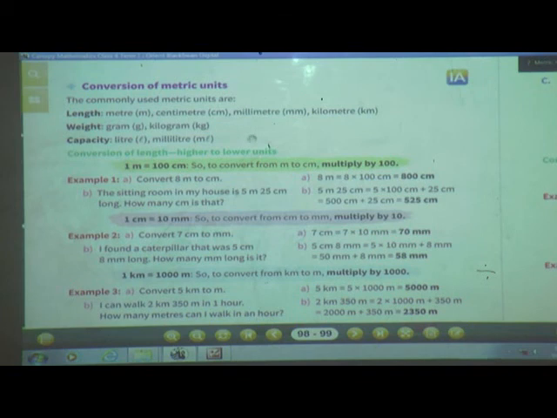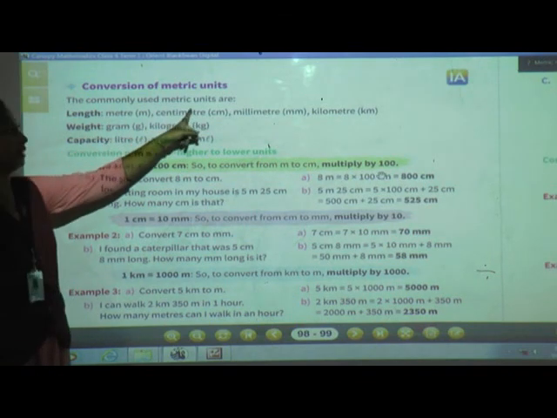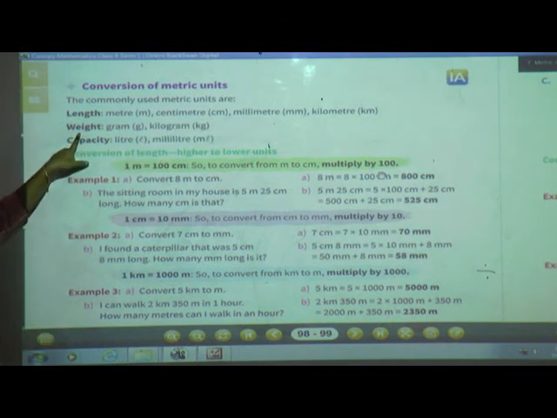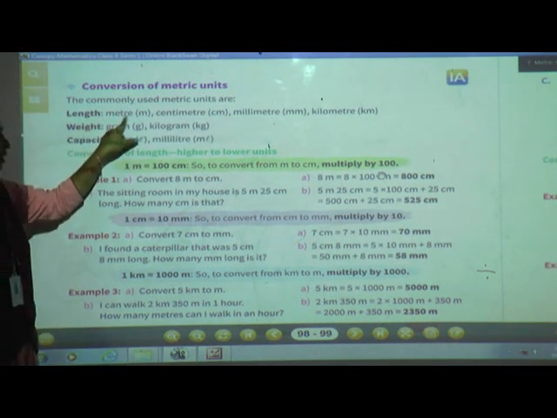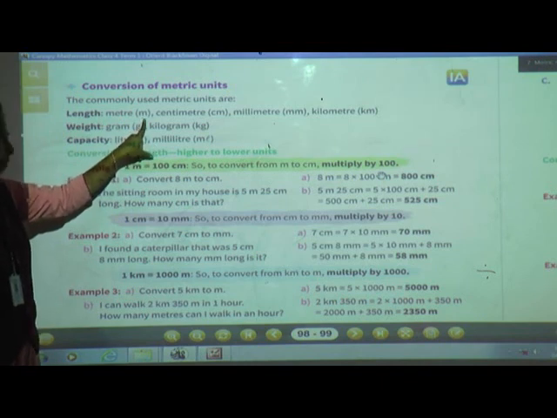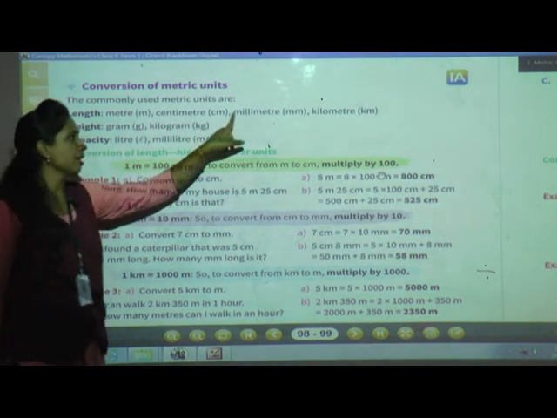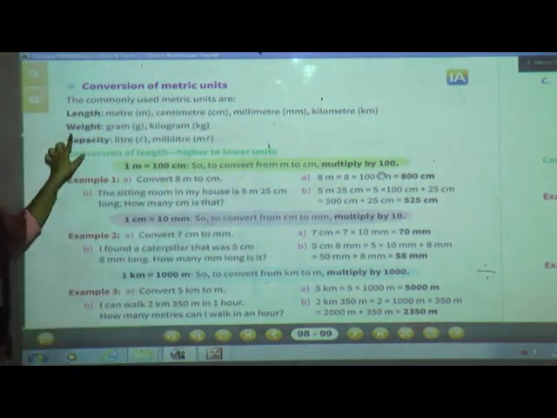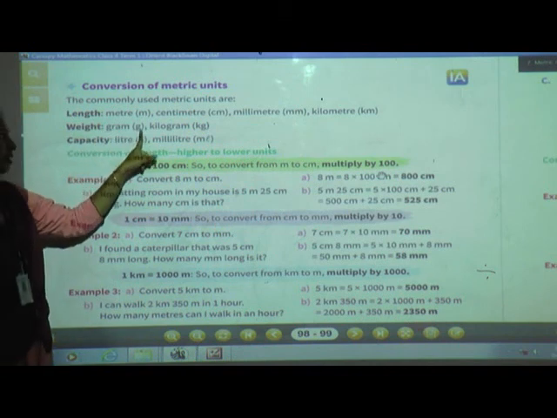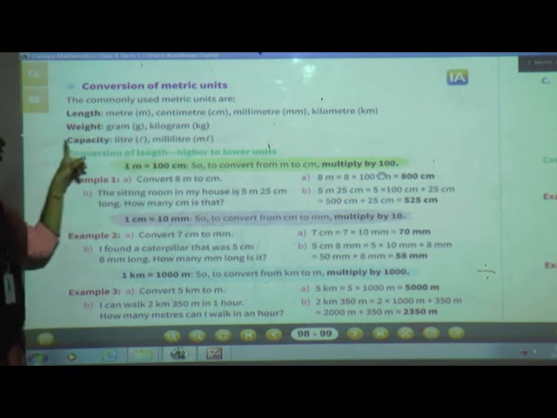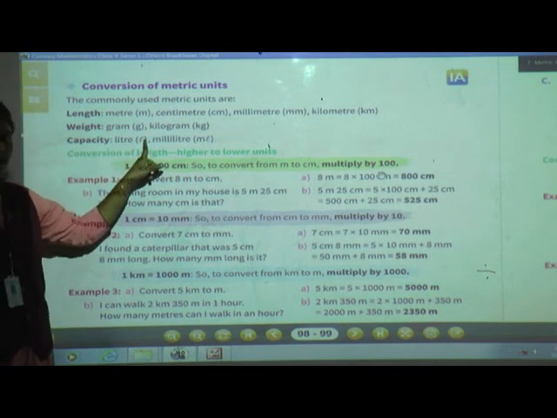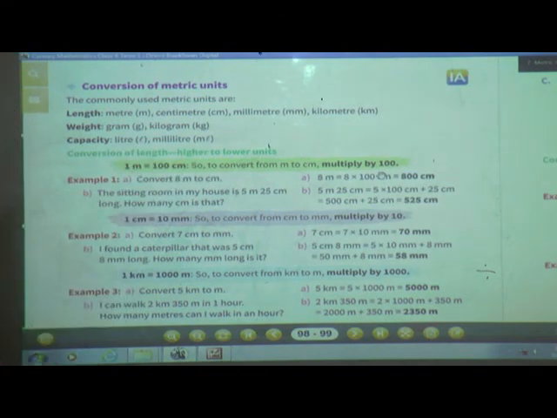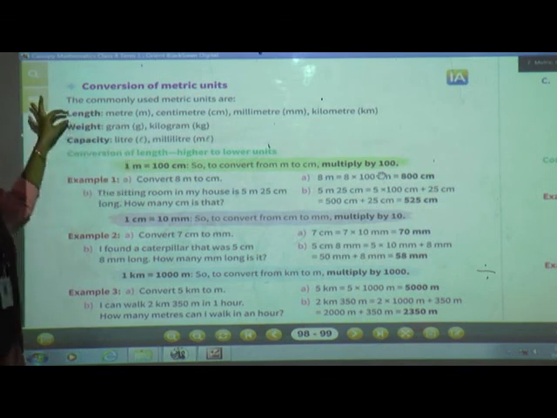Now we will see conversion of metric units. The commonly used metric units are length, weight and capacity. Length we measure in meter, the short form is m. Centimeter means cm, millimeter means mm, kilometer means km. Next, weight is measured in gram. Gram means g, kilogram means kg. Capacity: liter is L, milliliter is ml. Keep in your mind, the conversion of length first, then weight, then capacity.